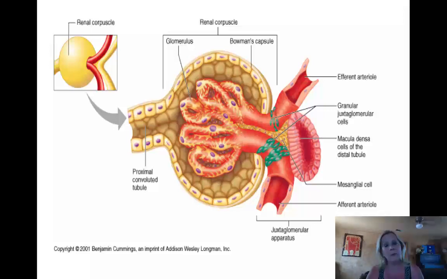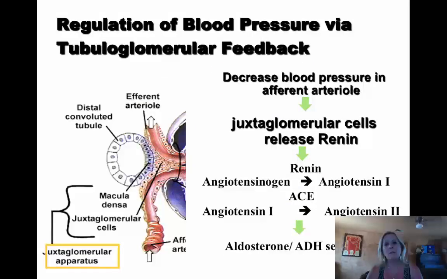Now, if you remember all of that from our blood pressure essay, that's what we're going to be talking about now. So blood pressure control has to do with decreased perception of blood pressure in the afferent arteriole and the release of renin. Angiotensinogen is converted to angiotensin 1. Angiotensin 1 is converted to angiotensin 2. And then we'll have aldosterone and antidiuretic hormone secretion occurring.